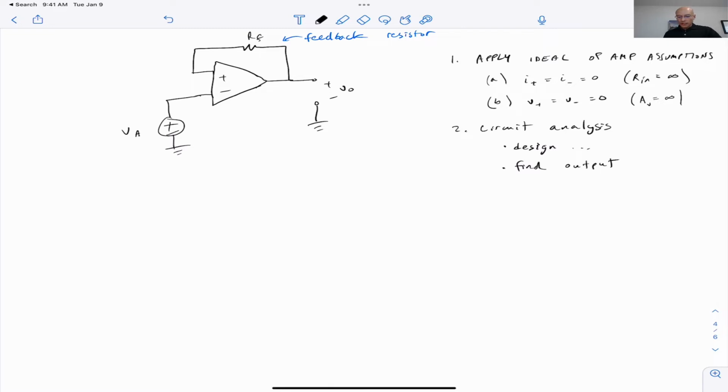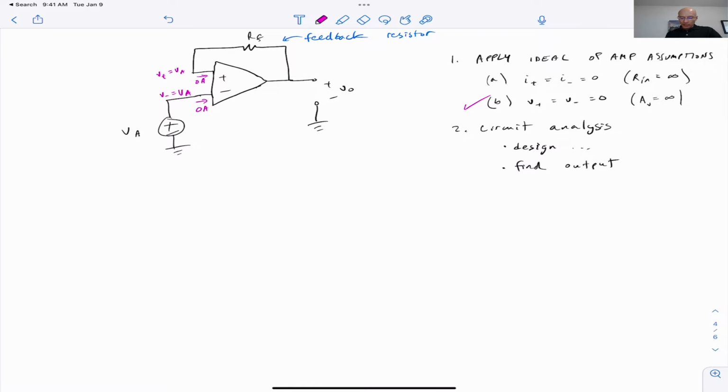Okay, so we'll apply our assumptions. We'll start off with the assumption that the input current is zero. So there are two of them. And we recognize that V minus equals VA. That also then tells us that V plus equals VA. So we've now used this op-amp assumption. Now let's use the other op-amp assumption.